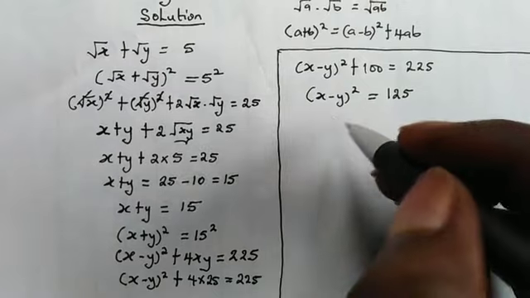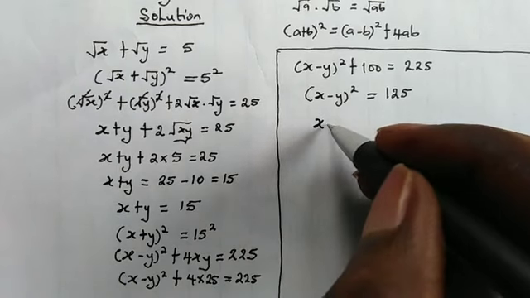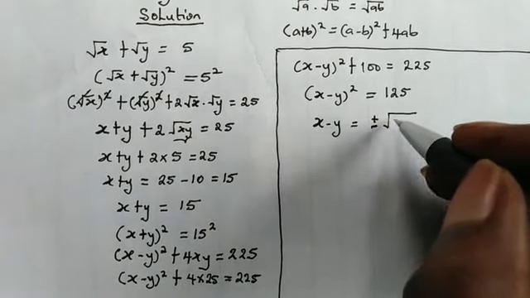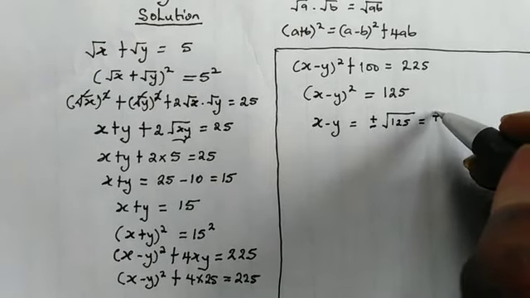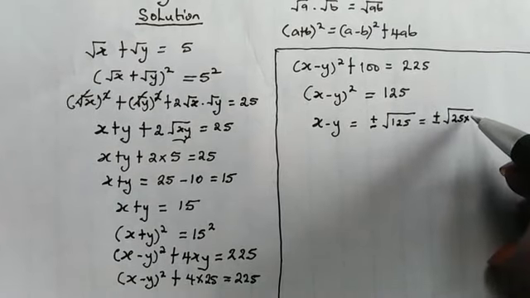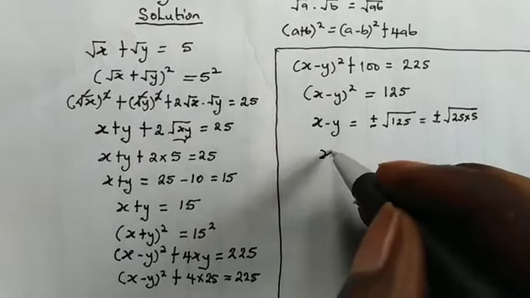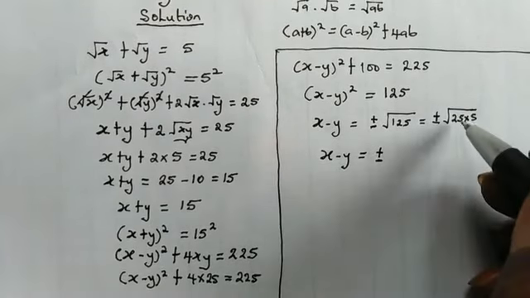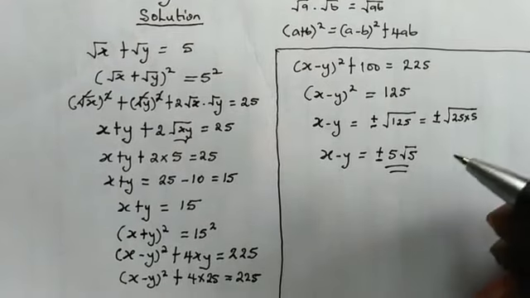So we're going to take the root of both sides. From here, we're going to have x minus y is equal to plus or minus the square root of 125. But we need to simplify this surd. So this is going to be plus or minus the square root of 25 times 5. So we get x minus y is equal to plus or minus the square root of 25, that is 5, then root 5. And this is the final answer.